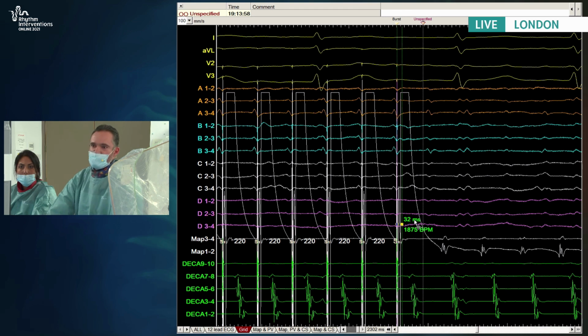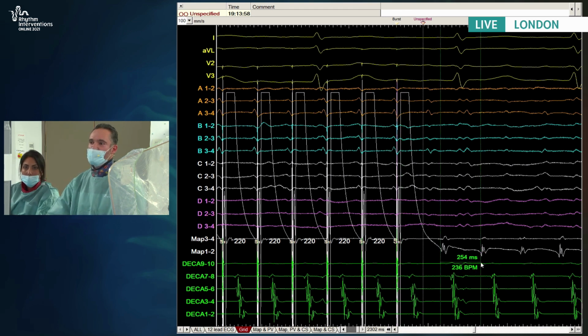So accounting for my catheter misplacement, it's probably compatible with flutter, isn't it? So I'm going to line up now for a flutter line.